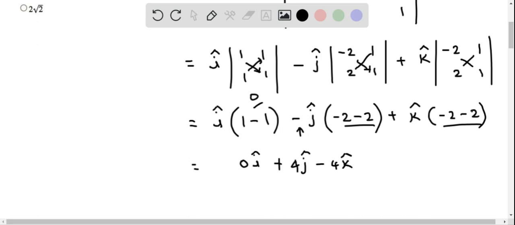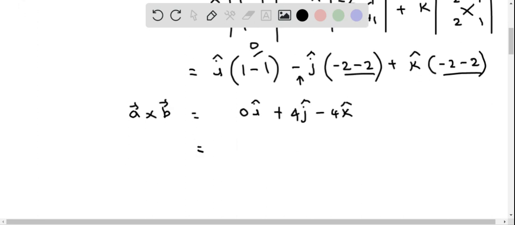So this basically is the cross product of the two vectors, that is a cross b. We can also write this in component form by just including them in this bracket, that is 0 is the first component, that is i component, and 4, and then negative 4 for the k component. This one is a cross b.